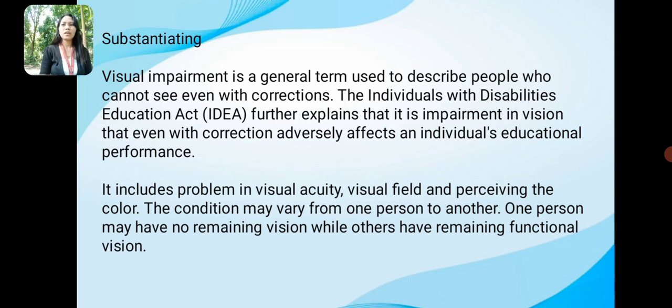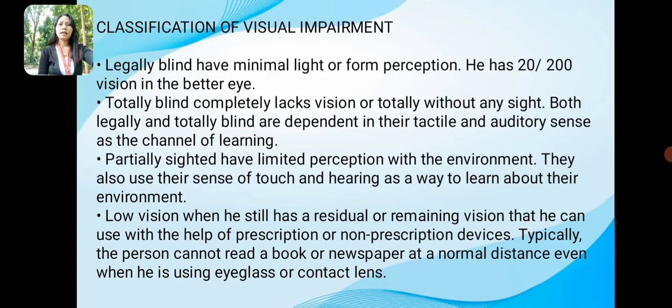So there are different classifications of visual impairment, including the legally blind, totally blind, partially sighted, and low vision. Each classification describes the level of vision that an individual has. With legally blind and totally blind, individuals have very limited or no vision, while partially sighted individuals have some perception of their environment, and people with low vision have residual vision that can be improved with the help of devices, but they still have difficulty reading and seeing objects at a normal distance.